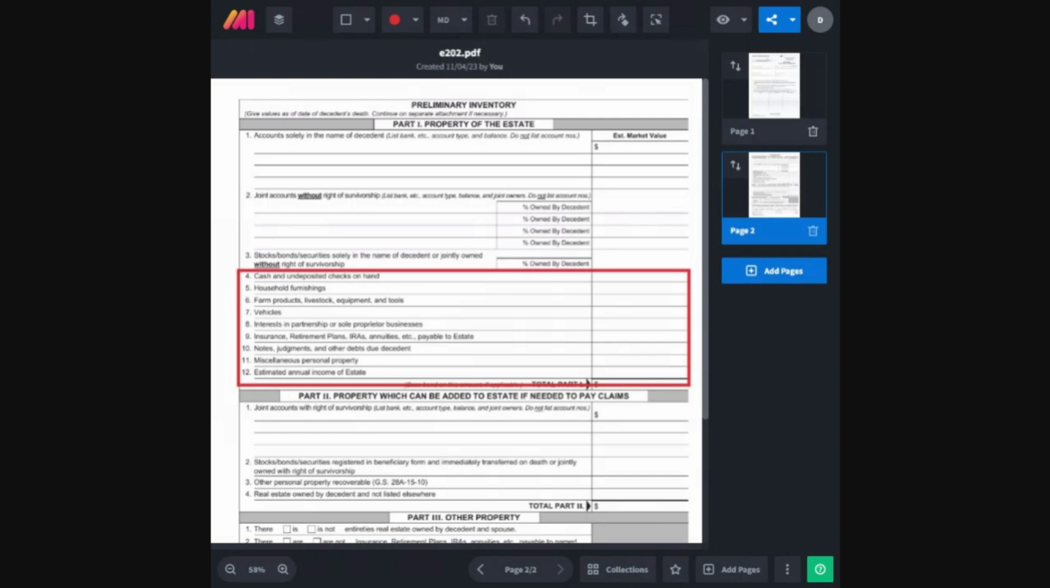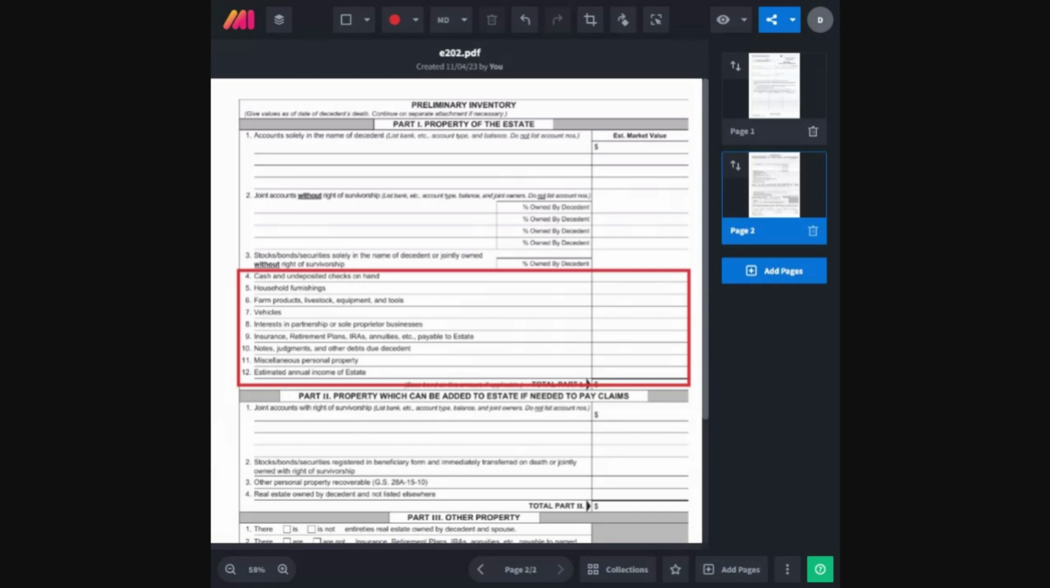So for questions 4 through 12, you would put what you think the estimate is for each thing if it applies. So like number 8, if the decedent didn't own a business or if he wasn't in any type of partnership, then you can just put NA for not applicable here.